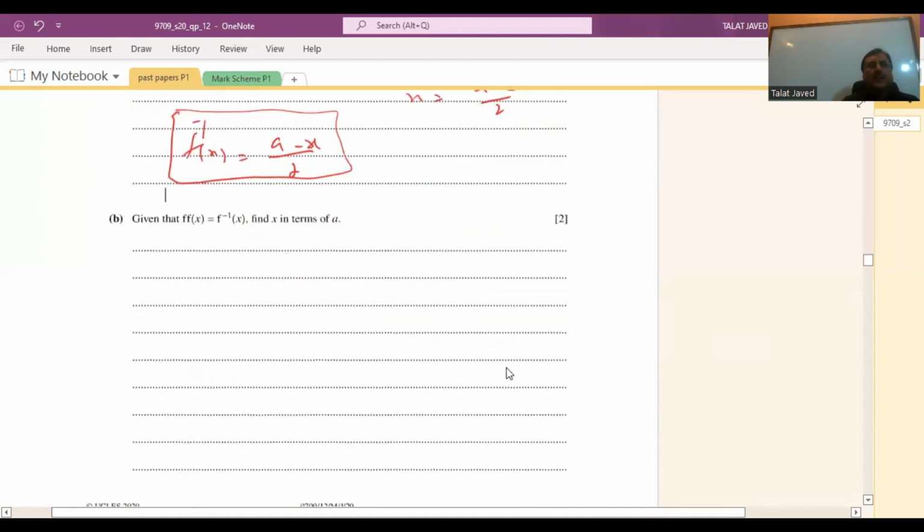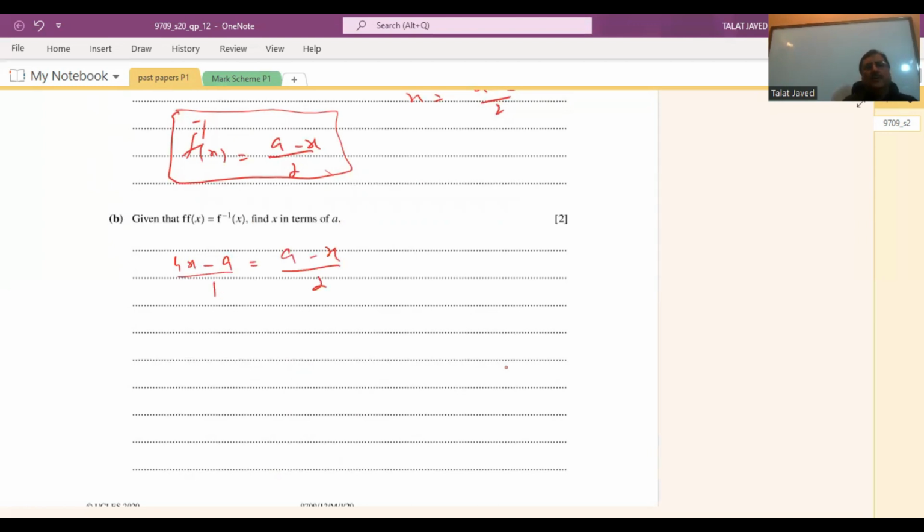Now it's part B. It is given that ff of x equal to f inverse of x. Find x in terms of a. So ff of x is 4x minus a. This is equal to f inverse of x, and f inverse of x is a minus x over 2.